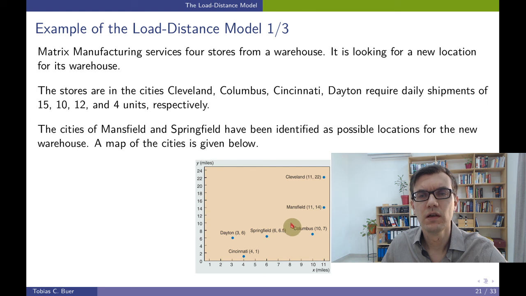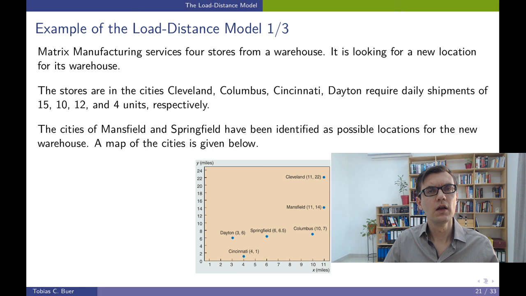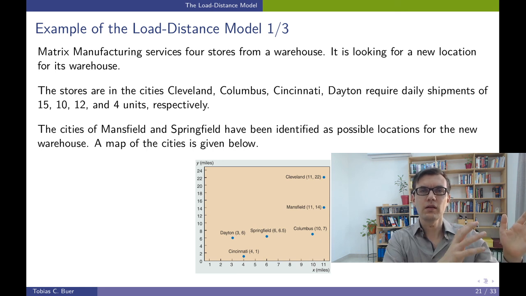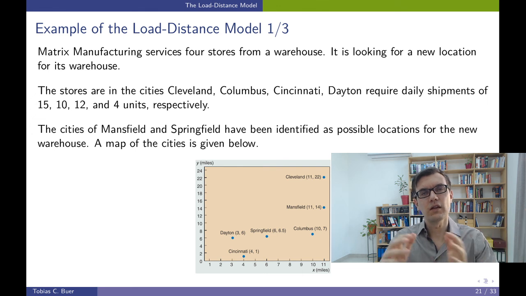And you see it is quite close in this belt, on this curve of cities, and it takes the transport volumes into account. So the load distance model evaluates existing locations, and the center of gravity approach tries to identify a new location that we can use.